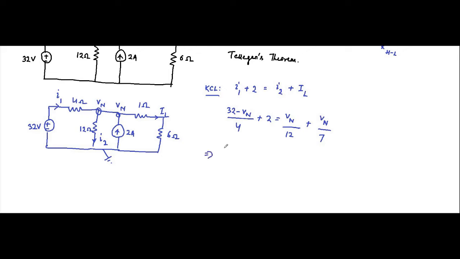So that implies 32 by 4 minus Vn by 4 plus 2 equals Vn by 12 plus Vn by 7. That implies 8 plus 2 is equal to, 32 by 4 is 8, okay, Vn by 4 moved from left to right, so there is a change in sign, plus Vn by 7 plus Vn by 12.